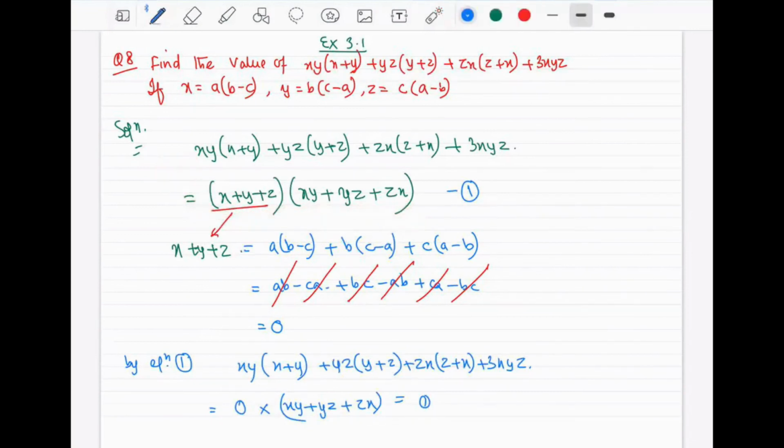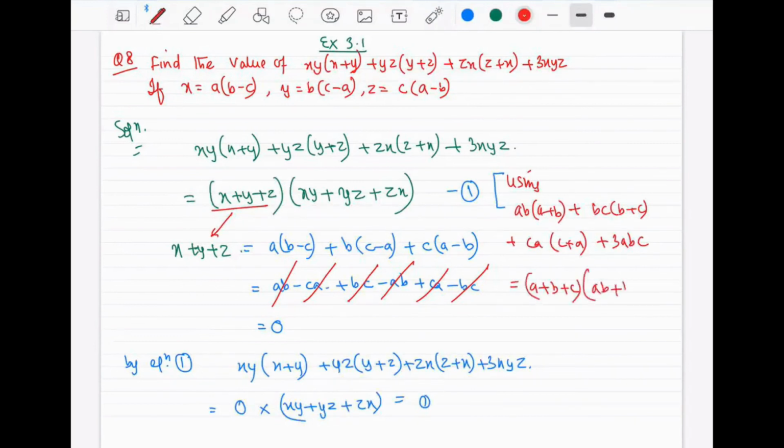So for convenience in revision, you just write here. What formula do we use? Using AB(A plus B), BC(B plus C), CA(C plus A), plus 3ABC, the value of this is equal to (A plus B plus C)(AB plus BC plus CA). The only change we made is we made A, B, C into X, Y, Z. Okay, so I'm rubbing this. So your factorization chapter is essentially done here.